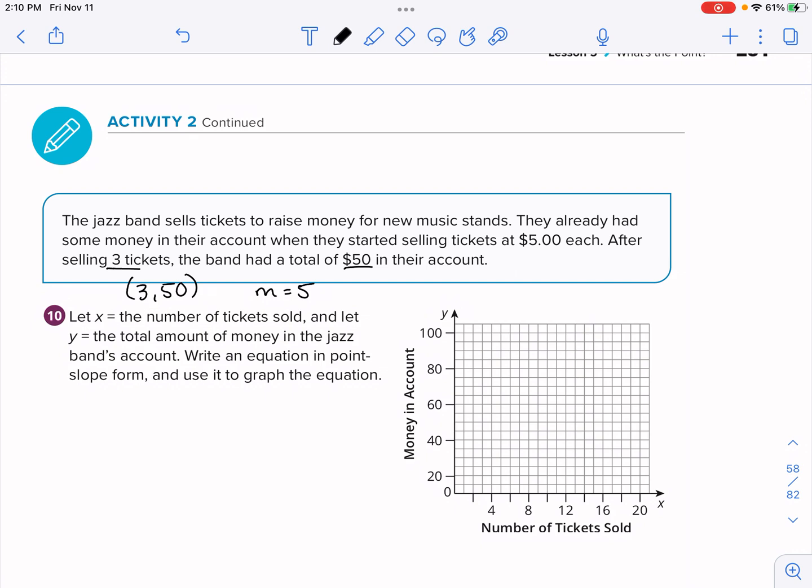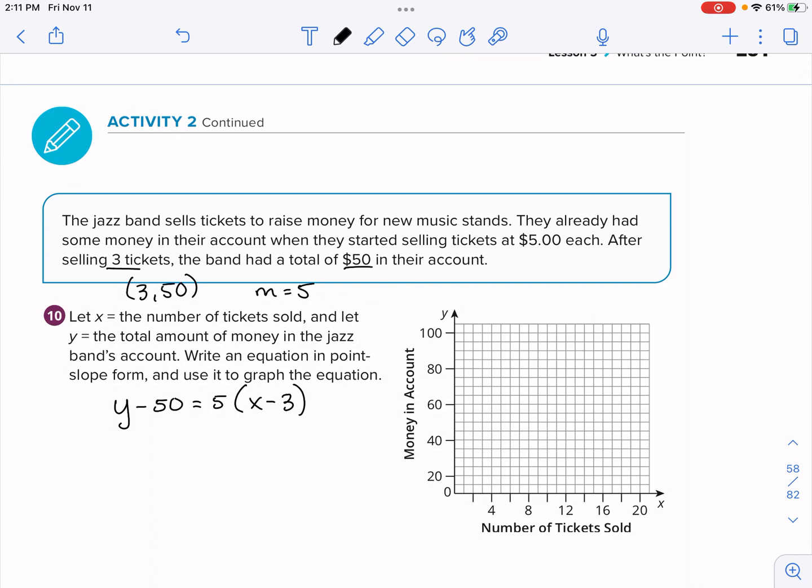Okay. So it says for number 10, let x represent number of tickets sold. y is the amount raised. Write an equation in point slope form. So this would be y minus y1, which is 50, equal to m, which is 5, and then x minus x1, which is 3. Okay, I know I went kind of fast through that, but if you need to rewrite the formula, you can.